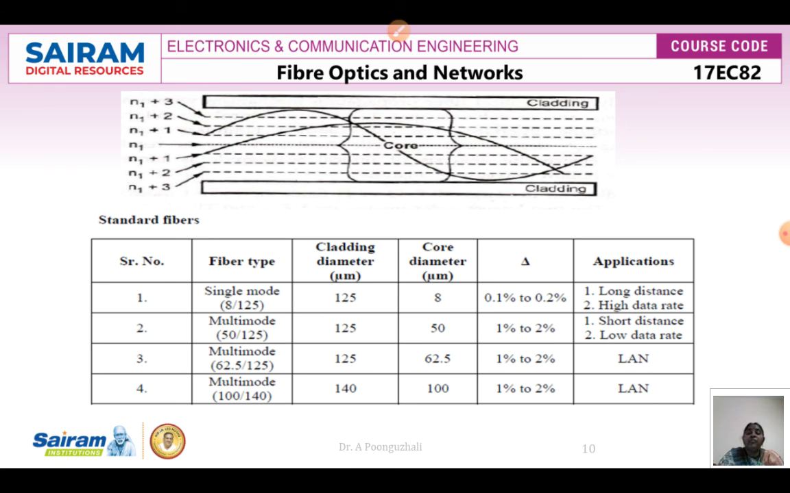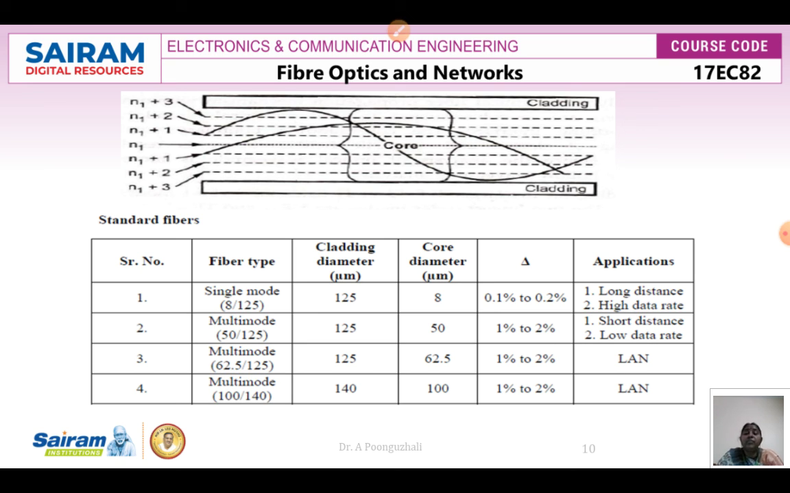So here the standard fiber sizes are, for single mode, 8/125. So 125 is going to be the cladding diameter and 8 is going to be the core diameter. In that case, the relative refractive index difference is going to be 0.1% to 0.2%. Where we can use single mode fiber is for long distance and high data rate. Next is multi-mode.